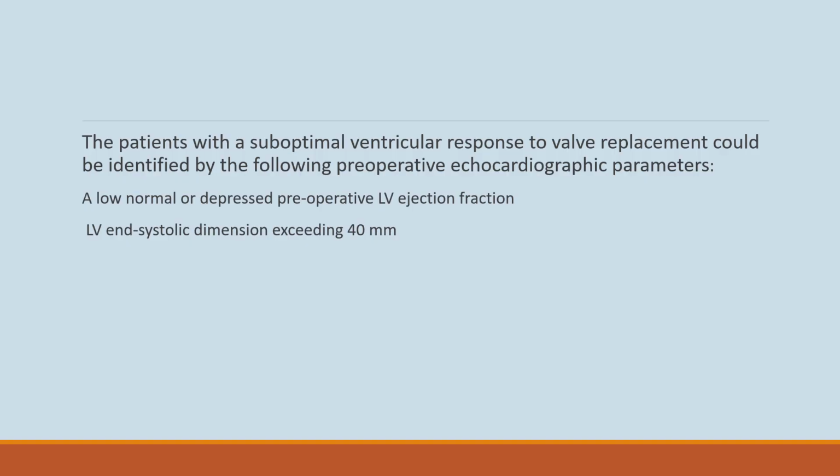Number two, by echo, we can measure the diameter of the left ventricle. If you remember, in aortic regurgitation, we talked about a left ventricular end systolic dimension of 50 millimeters. In mitral regurgitation, the number is 40 millimeters. So when the left ventricular end systolic dimension approaches 40 millimeters, this is the time where you should send your patient for mitral valve correction of the mitral regurgitation.